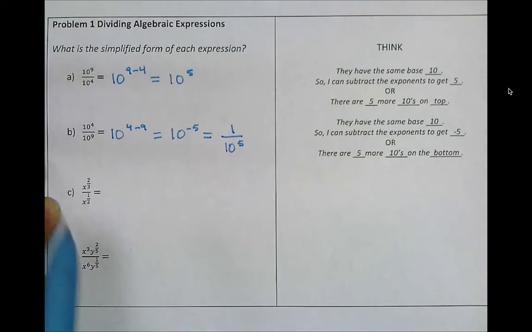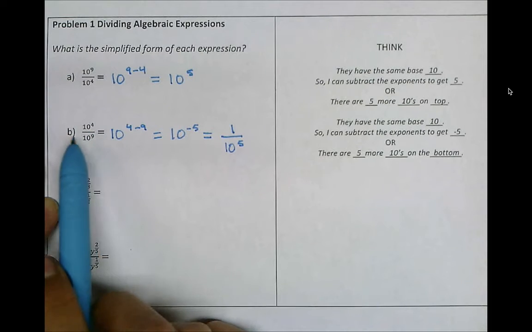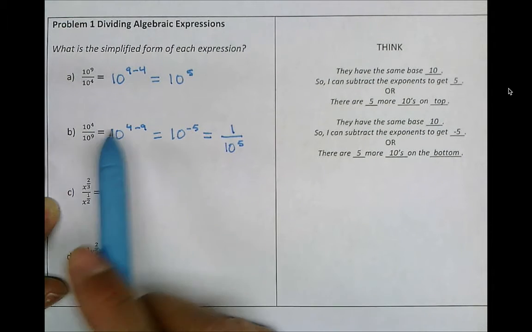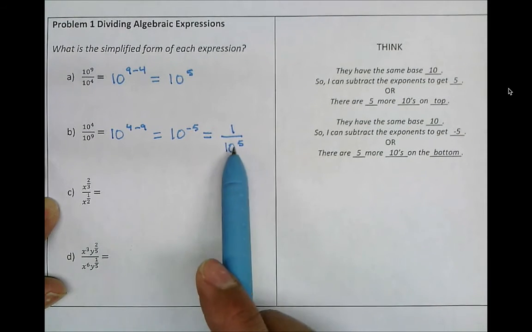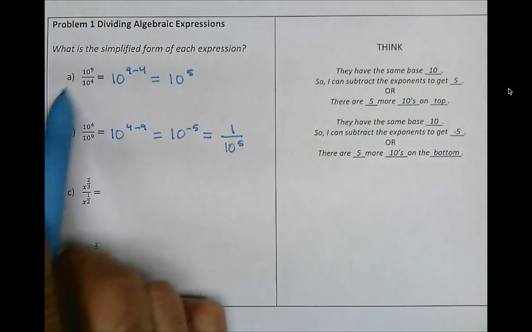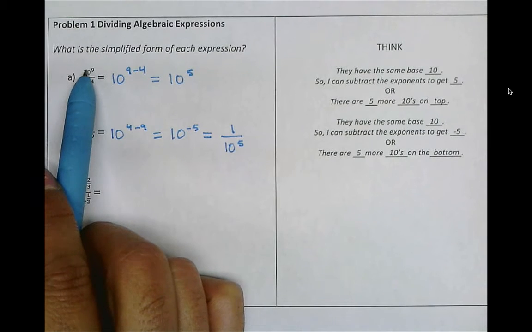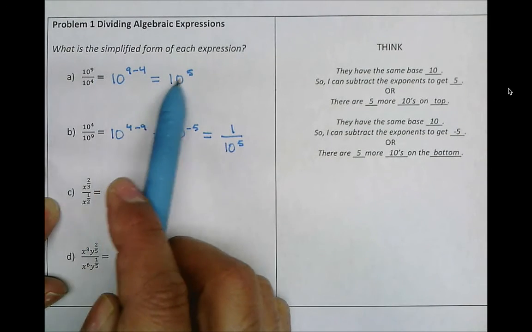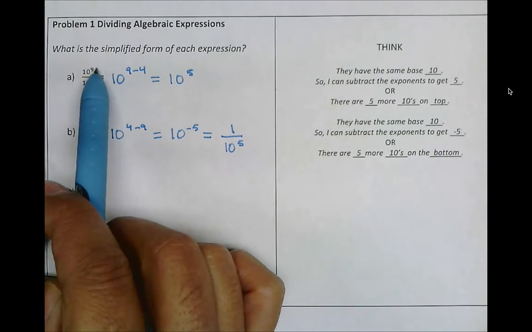Another way to think of this problem that might be easier is, where are there more 10s? Are there more 10s in the numerator or the denominator? You would agree that there are more 10s in the denominator. How many more 10s? There are a total of 5 more 10s in the denominator than in the numerator. Similarly, in the first one, where are there more 10s? There are more 10s in the numerator. So we have 10 to the power of 5 on the top in the numerator because there are 5 more 10s on top.